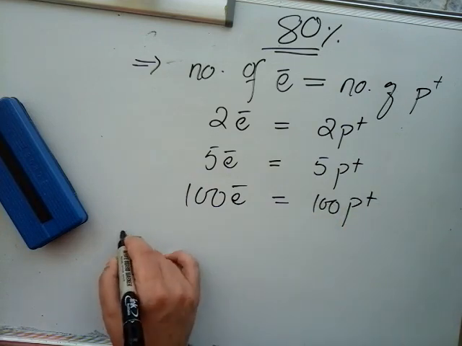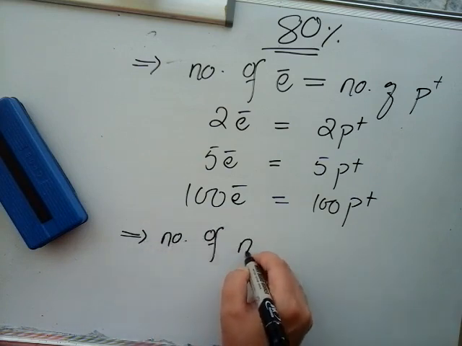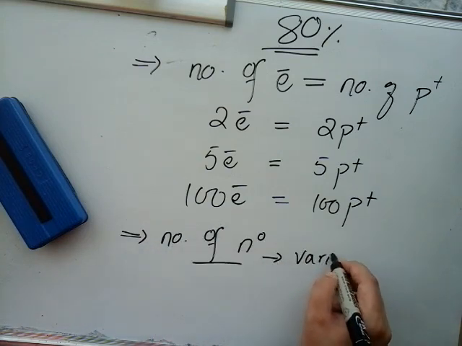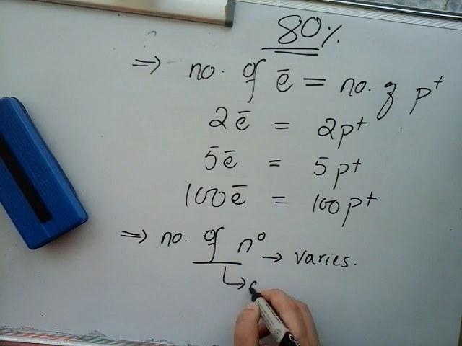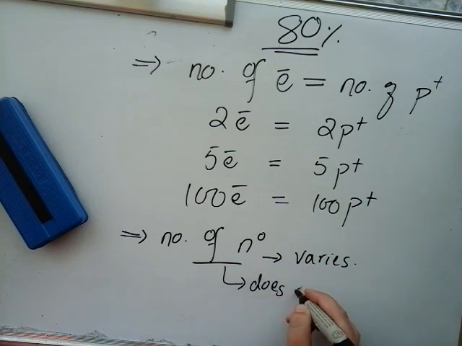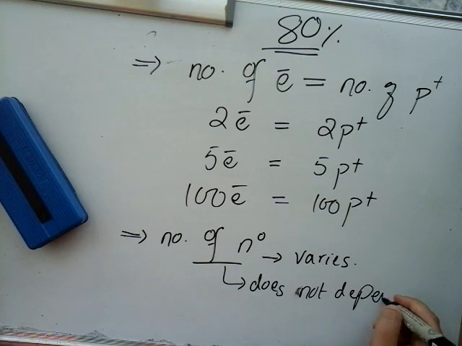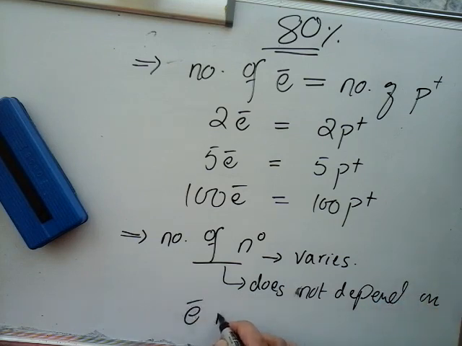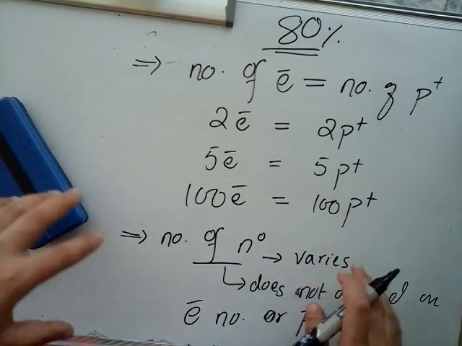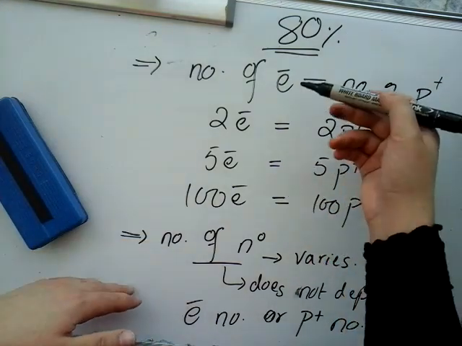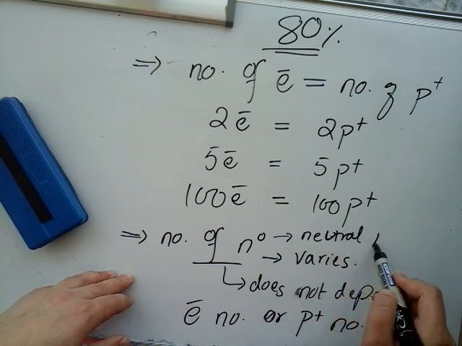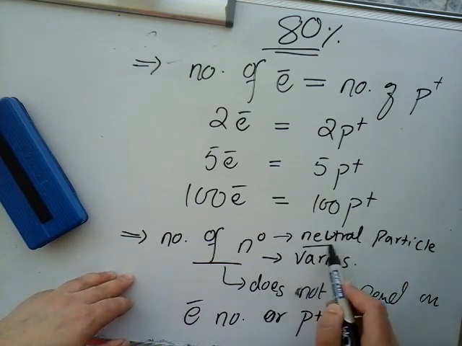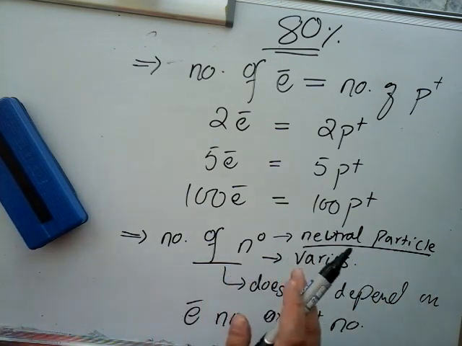But the number of neutrons varies. It is not specific. So the number of neutrons does not depend on electron number or proton number. Is that clear? The number of neutrons is independent. It does not depend upon the number of electrons or protons. Why? Because it is a neutral particle. Is that clear? So this is about the number of protons and electrons.